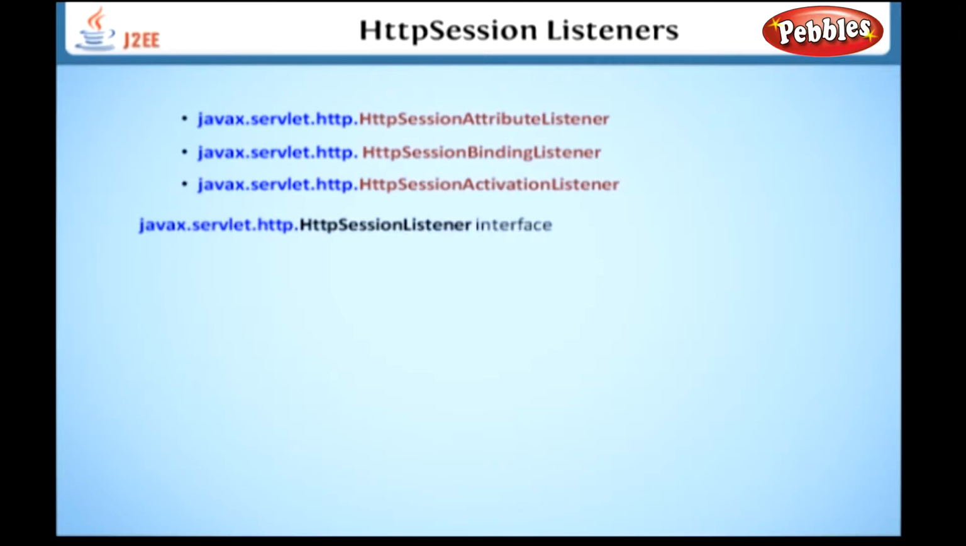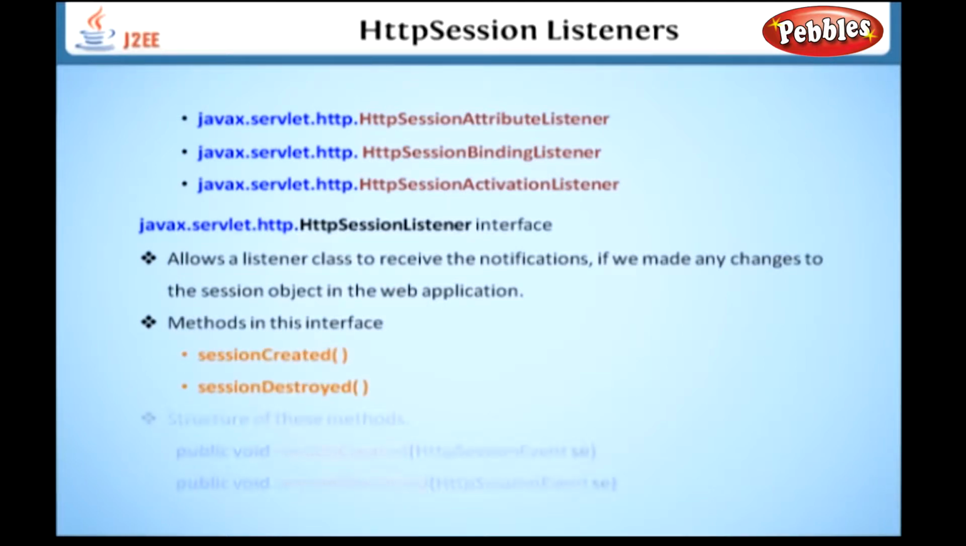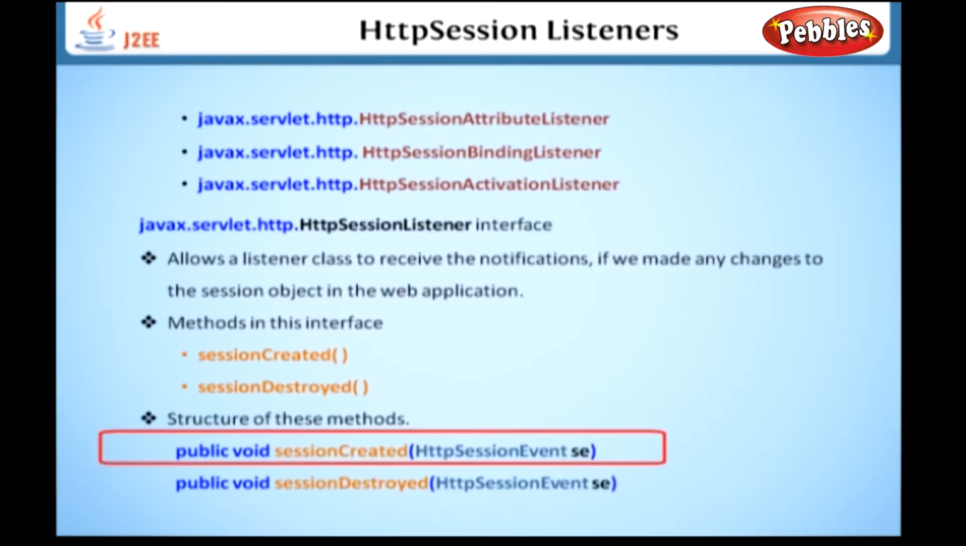The javax.servlet.http.HttpSessionListener interface allows a listener class to receive the notifications if we made any changes to the session object in the web application. Let's take a look at the methods in this interface: sessionCreated and sessionDestroyed. We are looking at the structure of these methods. public void sessionCreated(HttpSessionEvent se), public void sessionDestroyed(HttpSessionEvent se).